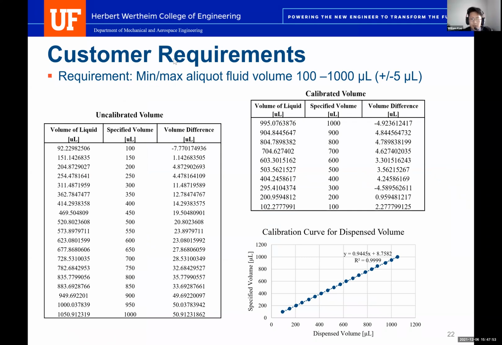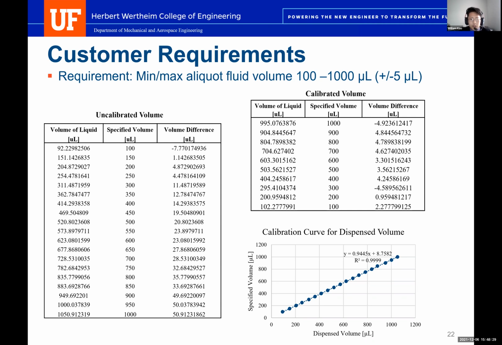Here I'll be addressing one of the critical customer requirements for our volume range of 100 to 1000 microliters with uncertainty of 5 microliters. So on the left-hand table, you can see the uncalibrated volume when we did our testing. And you can see that in increments of 50 microliters, we tested for different volumes of liquid to find the disparity between what was specified and what actually was dispensed. And you can see the uncertainties start to compound linearly in the bottom right.